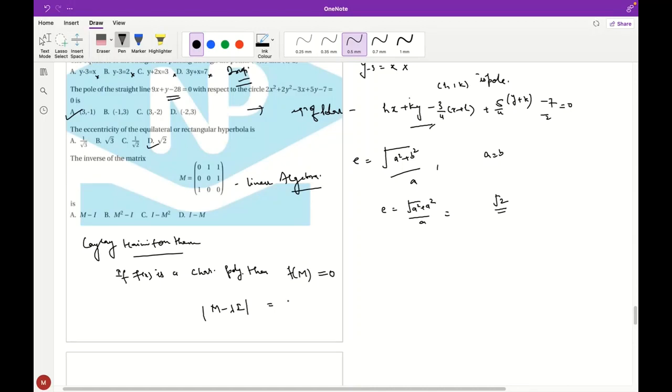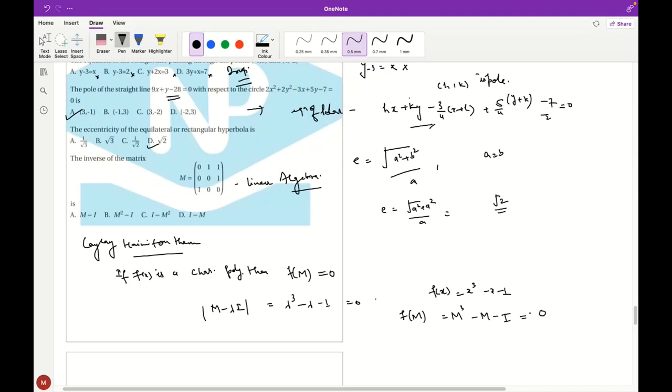cube minus lambda minus 1 equal to 0, which is your characteristic equation, that is f(x) equals x cube minus x minus 1. So now replace x by M, which gives M cube minus M minus 1. Instead of 1 we will get the identity, and it equals 0 according to the theorem.